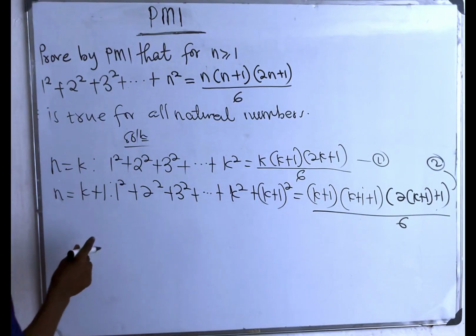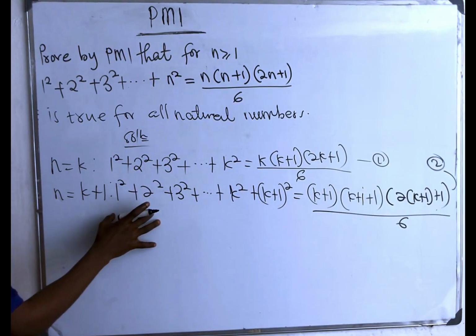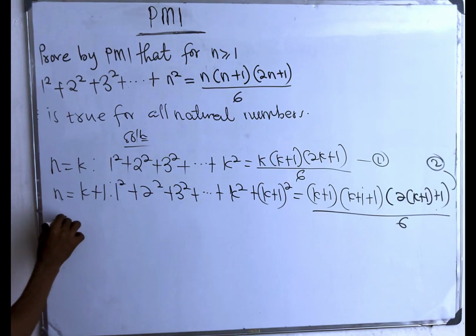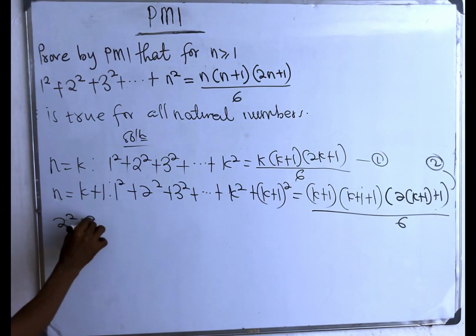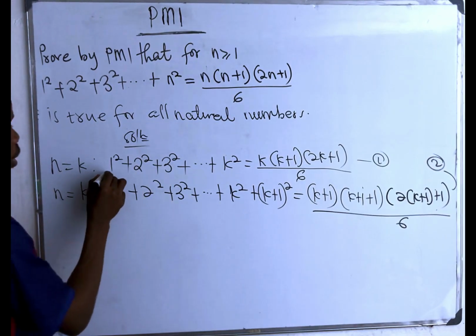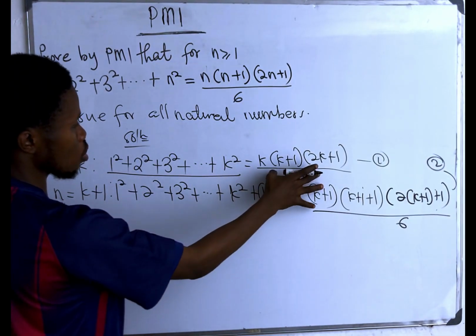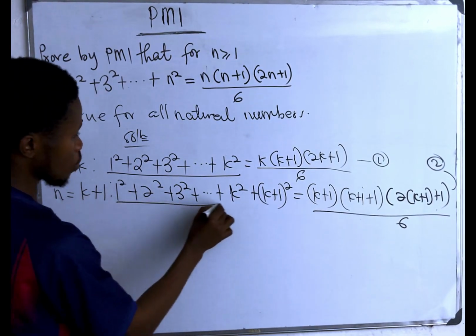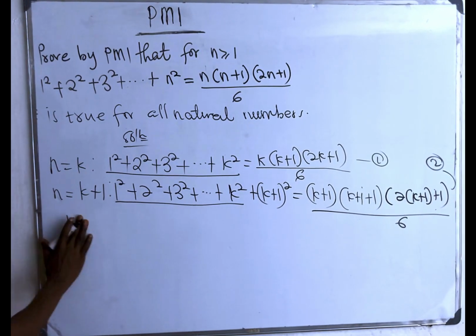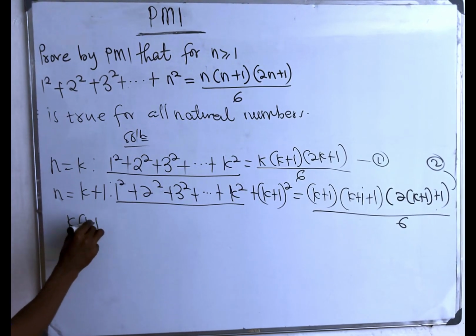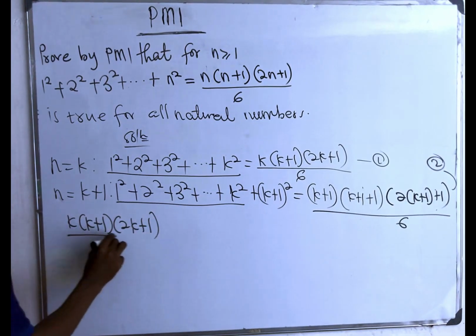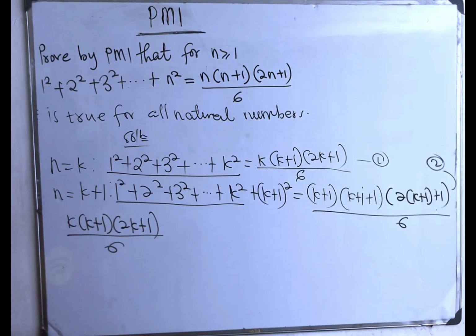So you're going to put equation 1 into equation 2. Sorry, equation 1 into equation 2. So from here up to this place is equal to that. So I'm going to have k plus k(k + 1)(2k + 1), all this divided by 6.